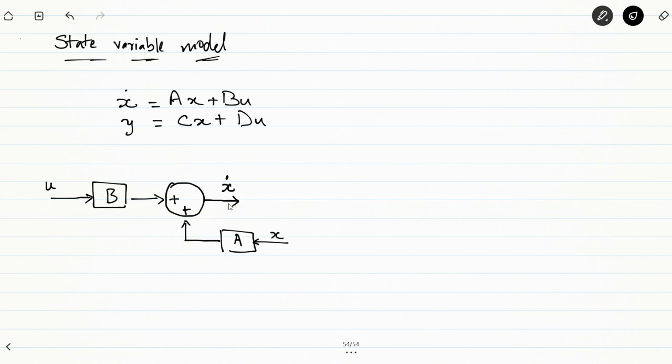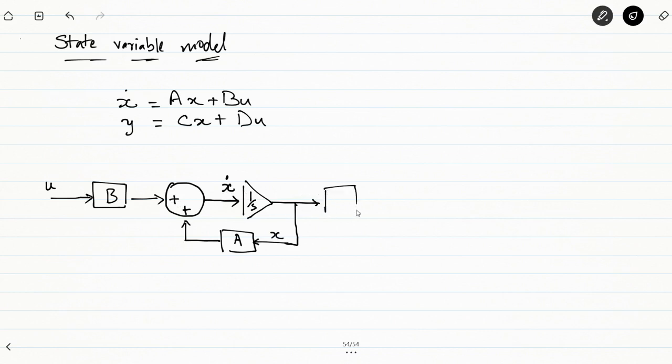And so you have x dot equal to Ax plus Bu. So where can we obtain this x from? x can be simply obtained by integration of x dot. So if we integrate x dot, we'll be getting x. If we integrate dx by dt, we'll be getting x. So we have x dot equal to Ax plus Bu. So this is your first equation. And your other equation is y is equal to Cx plus Du.